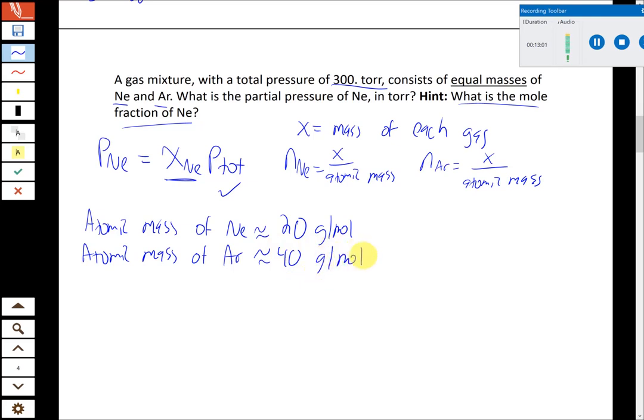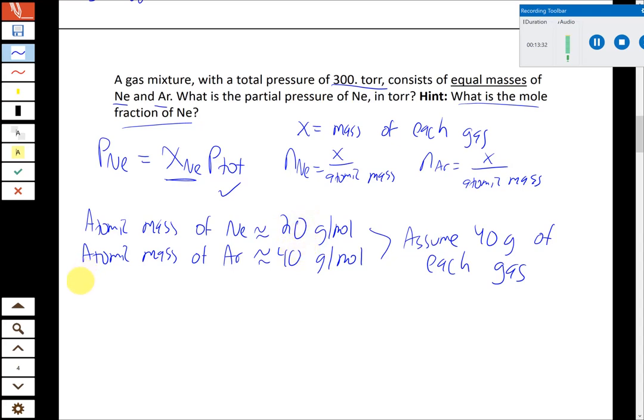So to make the numbers easy for ourselves, we can assume any mass that we want. Let's just assume though, because the atomic mass is 20 and 40, that we have 40 grams of each gas. That'll allow us to easily calculate mole fraction, okay? So I like to do it this way just to work with real numbers and not with unknowns, having X's and Y's and all those kinds of things in the equations. So let's just assume we have 40 grams of each gas, a nice round number that we can divide by the atomic masses.